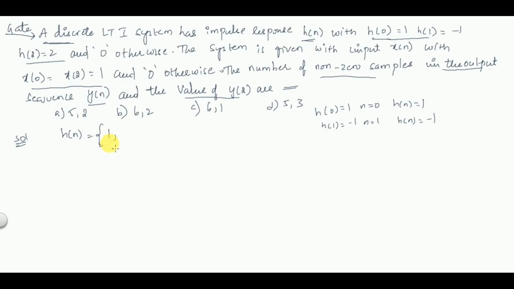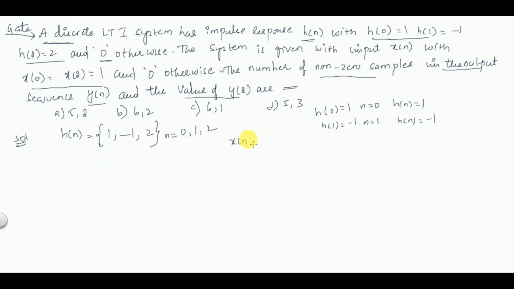So we can write 1 when n is equal to 0, minus 1 when n is equal to 1, and h of 2 is also given, which is equal to 2. This is what h of n is, and 0 for all other values. So it exists for only 3 values, that is n is equal to 0, 1 and 2. That is what we have got from the question.